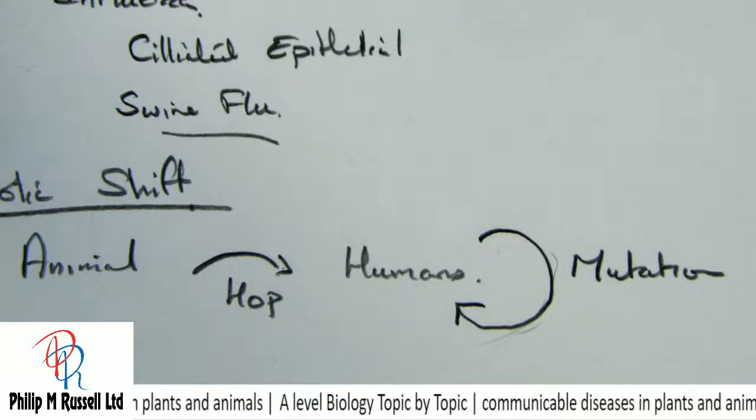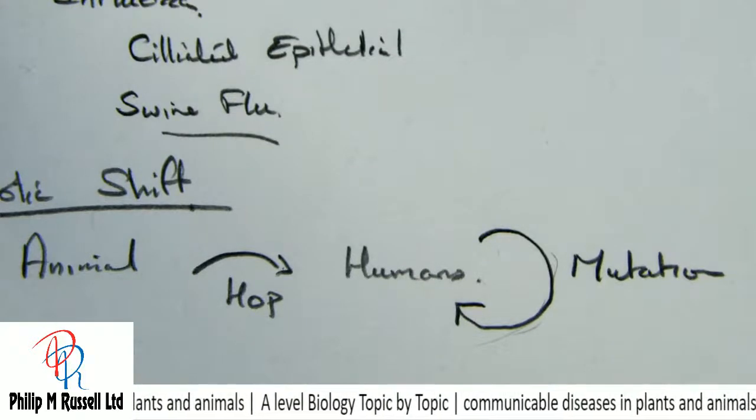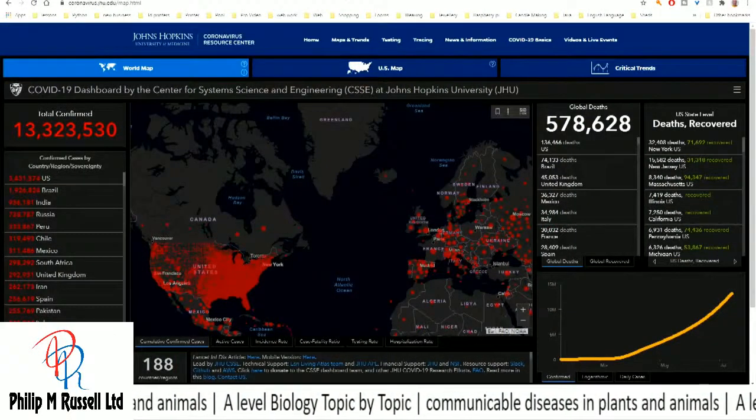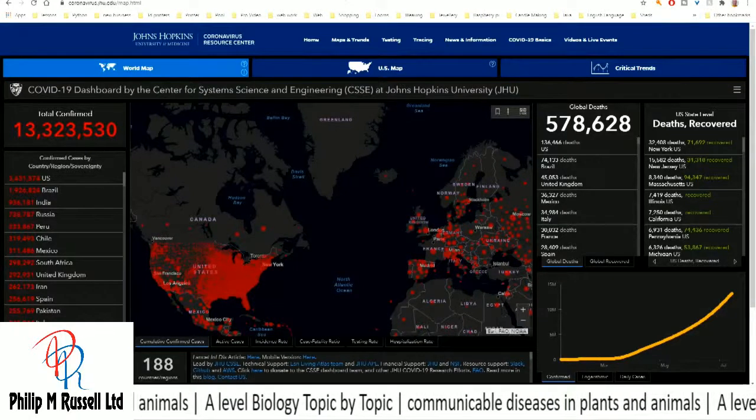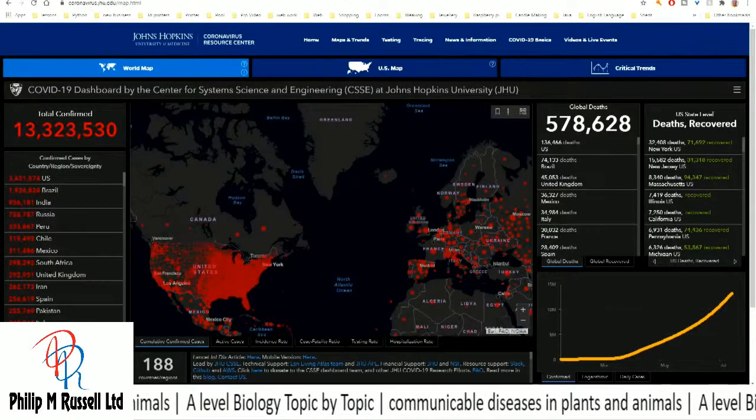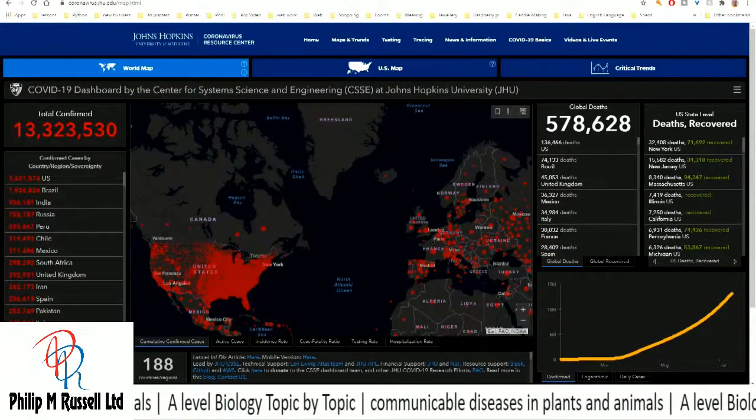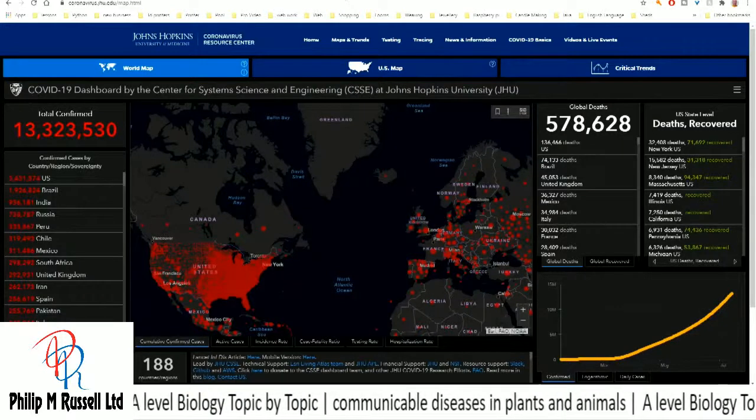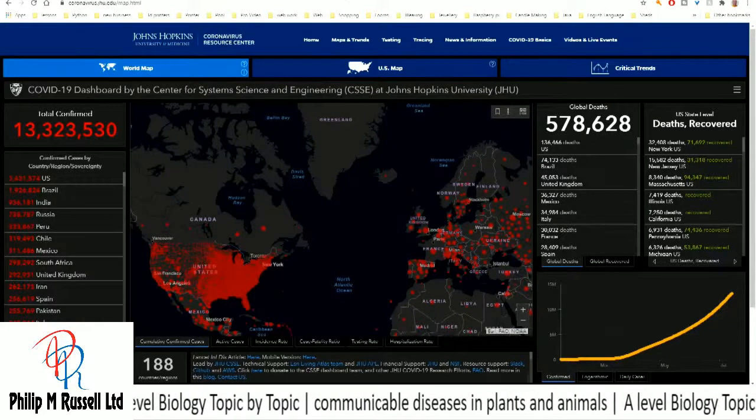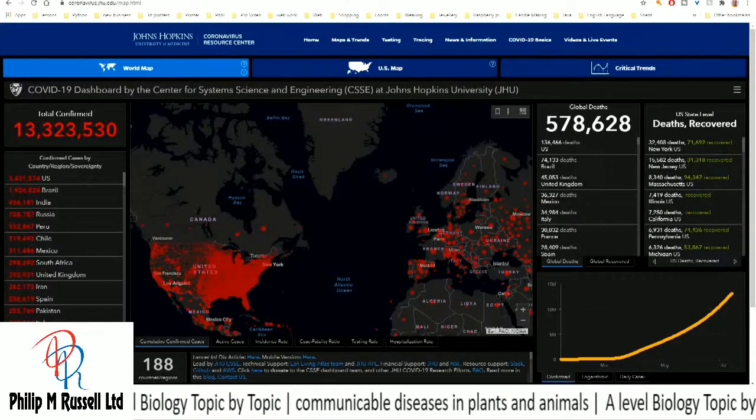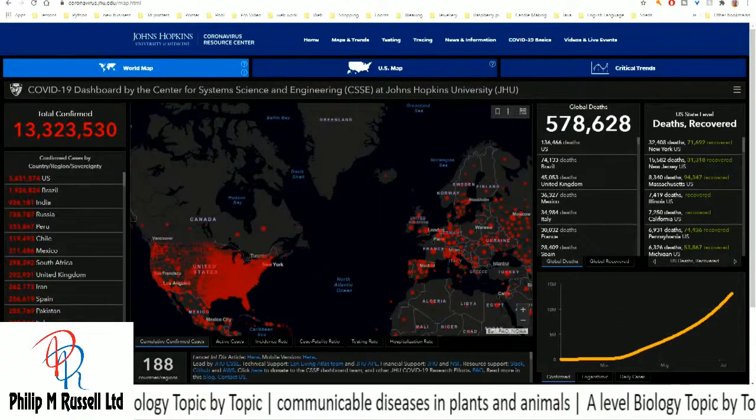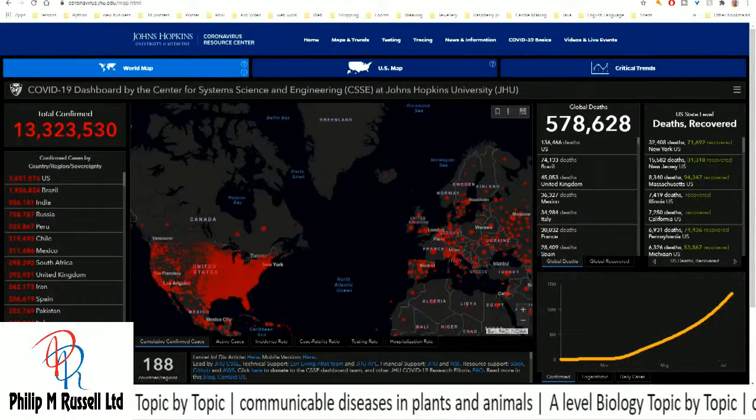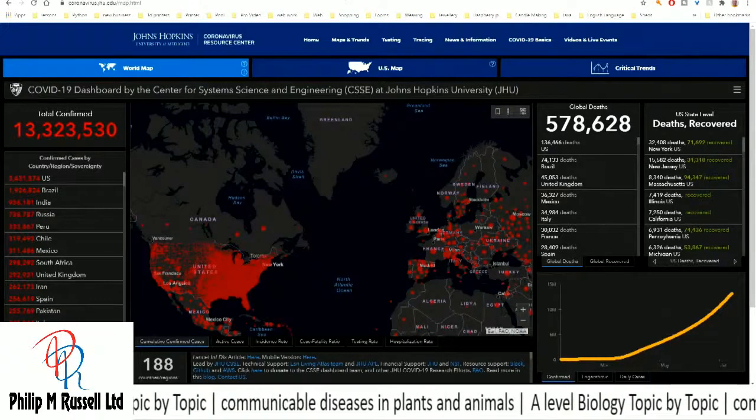COVID-19 really is quite frightening at the moment. Here's this day's data from the Johns Hopkins University in America. How many cases worldwide? 13 million. And the global deaths here, 578,000. And looking at this, we're still looking at the UK being probably the third highest, although I don't think that's going to stay like that for long.